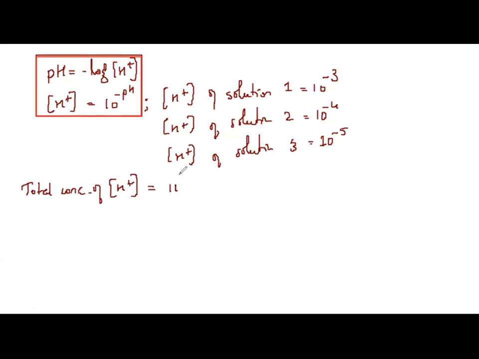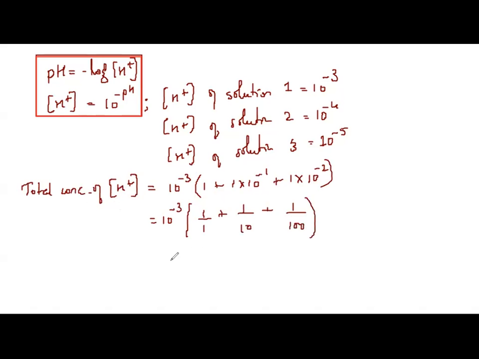10 raised to minus 3, first one. I'll take 10 raised to minus 3 outside. 1 into 10 raised to minus 1 plus 1 into 10 raised to minus 2. Yes. So we'll solve it out. 10 raised to minus 3 into 1 plus 1 by 10 plus 1 by 100. Is that right? That comes out to what? Solve it out. You will get 1.11 into 10 raised to minus 3.